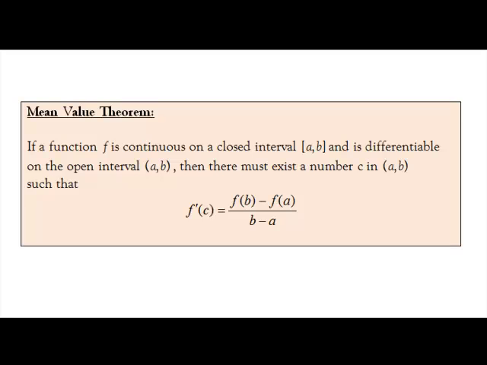So the mean value theorem says that if a function f is continuous on a closed interval a to b and differentiable on the open interval from a to b, then there must exist some value c in between a and b such that the slope at c is equal to the slope of the secant line over the overall interval a to b.